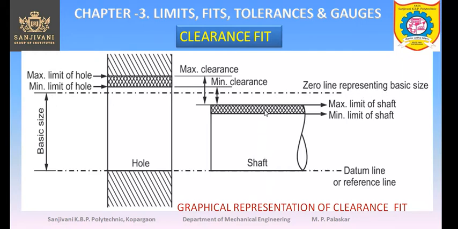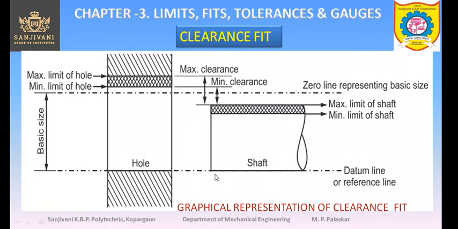This is the shaft and this is the tolerance for the shaft. This is the hole and this is the tolerance zone for the hole. Now for the hole, this is the minimum limit or minimum diameter of the hole, and from here to here we have the maximum diameter of the hole or the maximum limit of the hole. The shaft will also have a minimum limit and a maximum limit. Therefore this is the minimum clearance, and the maximum clearance will be from here to here.